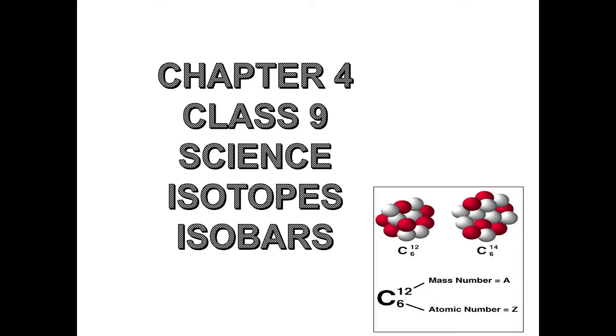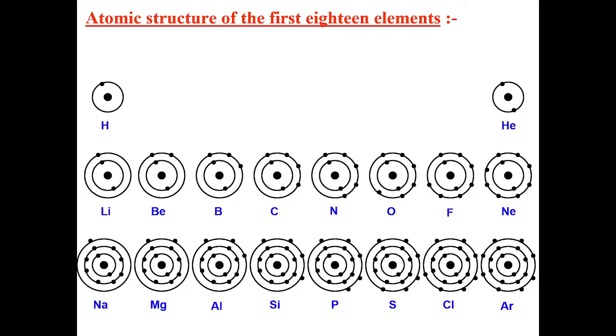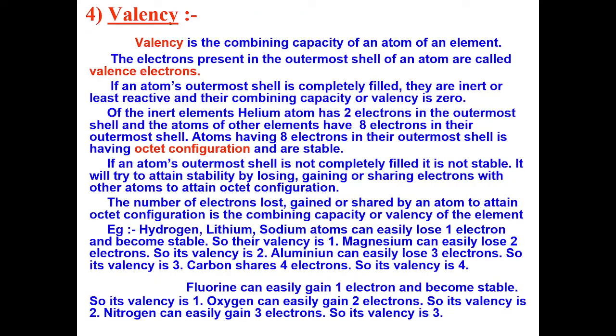Hello students, so in our previous class we have seen the structure of atoms, that is different elements, and how we can draw the Bohr atomic model. Next, our topic is related to atomic numbers, mass numbers, isotopes and isobars. Before that, we have to go through valency in a short way.